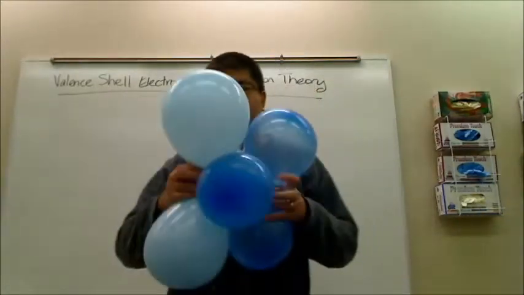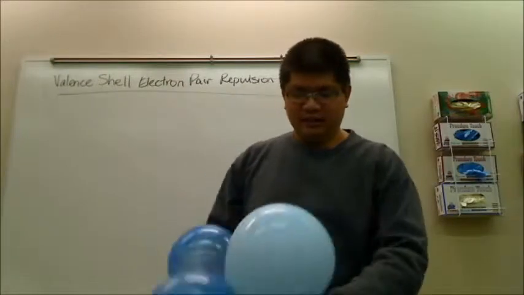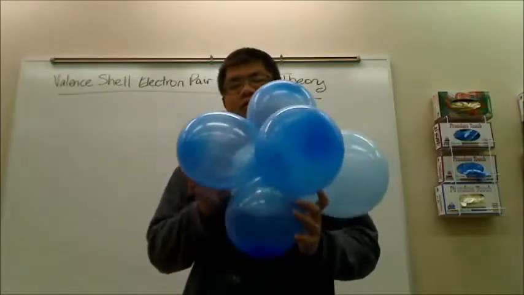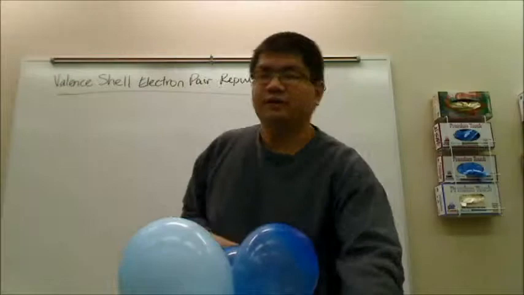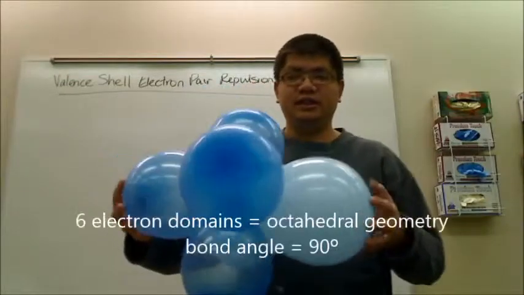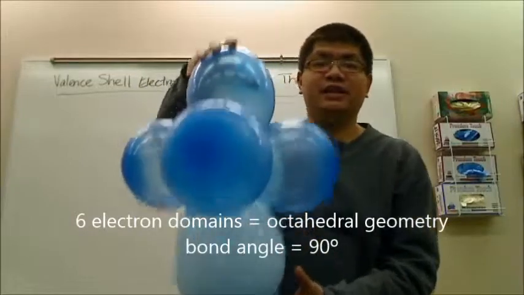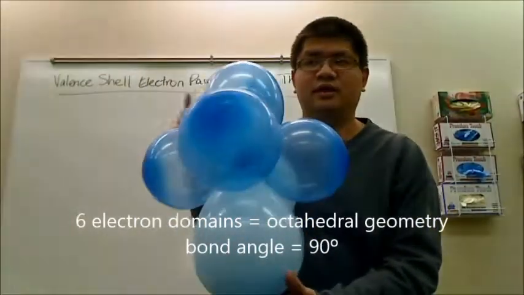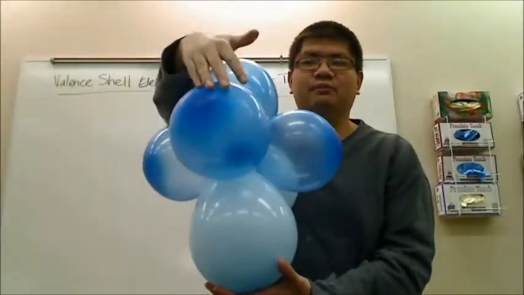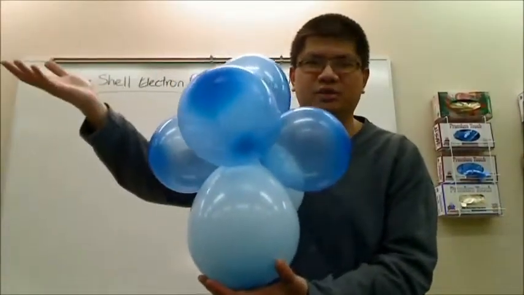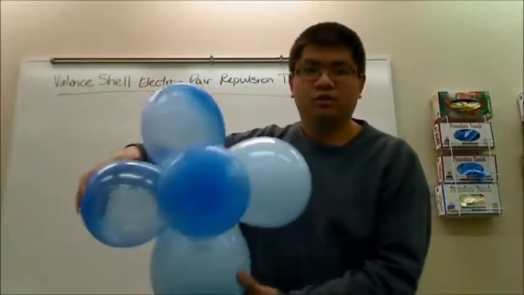Finally, if I have 6 electron domains, then I have 6 balloons here, and you can see that I have an octahedron, where I essentially have, like the Cartesian axes, electron domains at 90 degrees to each other.